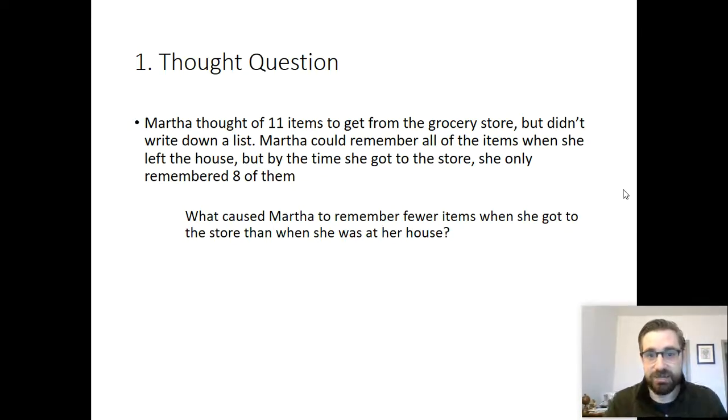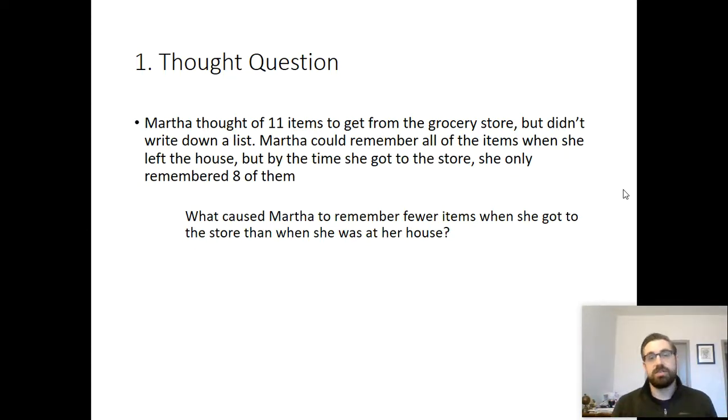She leaves the house. She goes to the grocery store. By the time she gets there, she only remembered 8 of them. So she ends up coming home with 8 things and just can't remember what the other things were. Doesn't even remember that she forgot them, maybe, right? And just comes on home, and it turns out that she's missing 3 of the things that she needs. So what causes her to remember fewer items when she gets to the store?